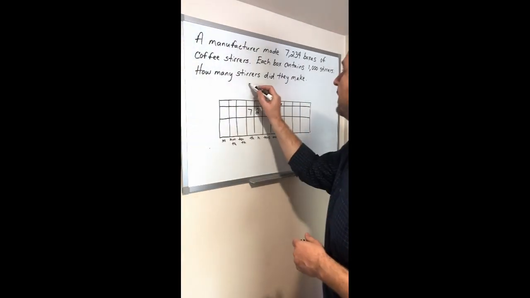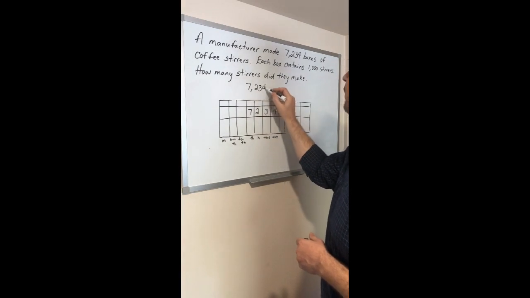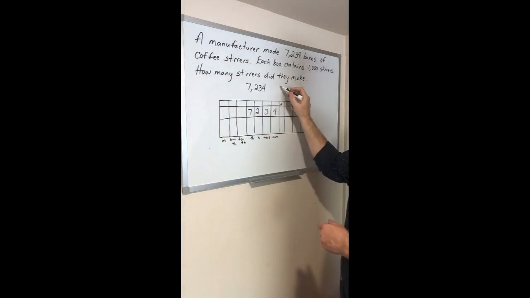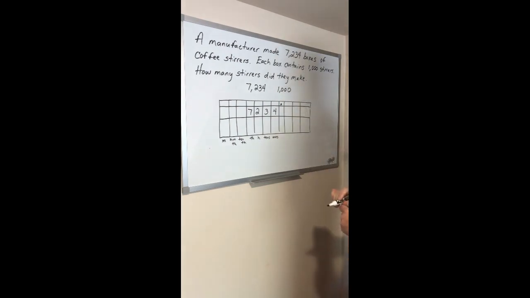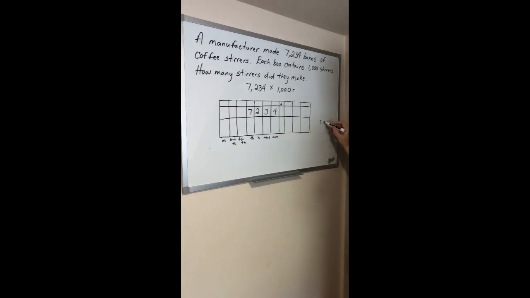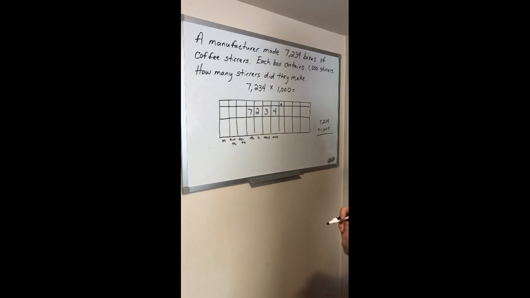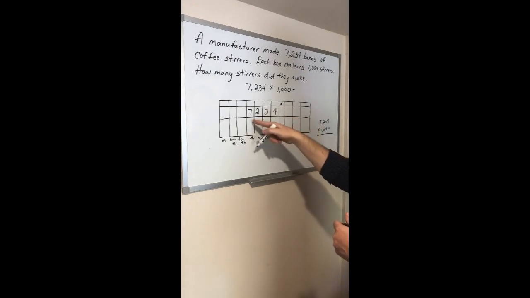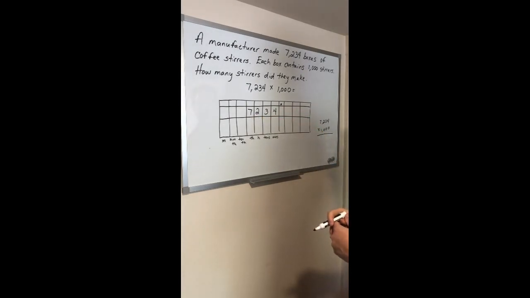Well, if they have 7,234 boxes, and each box contains 1,000 stirs, that sounds like a multiplication problem to me. And instead of coming over to the side and multiplying, there's a different way that we could solve this problem using the place value chart. So if I know I'm multiplying by 1,000, I know that each digit has to get 1,000 times bigger. So why don't I just move the amount of zeros that are in the problem?